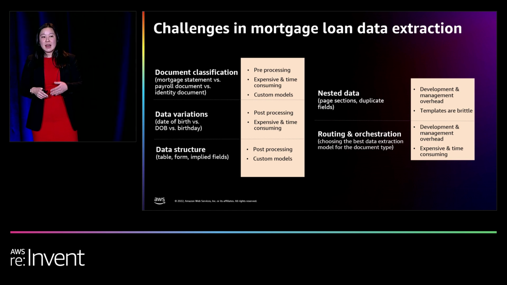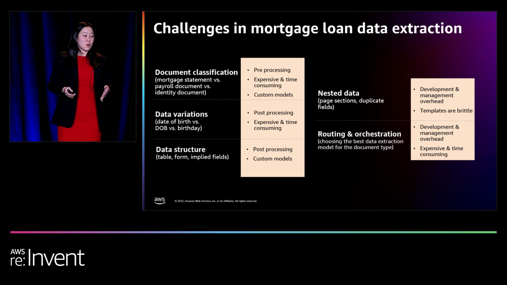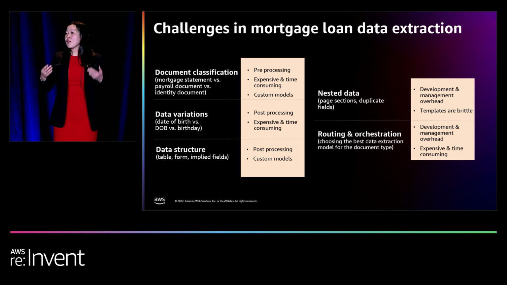Lastly, I'd like to talk about routing and orchestration, where after all that pre-processing work is done, classifying the pages, understanding what document type it is, there's a lot of code development and logic maintenance that has to happen, so you can route that document type to the appropriate manual processor for data extraction, or to the right custom trained model you may have developed, so that you can get the right information you want from that document type.